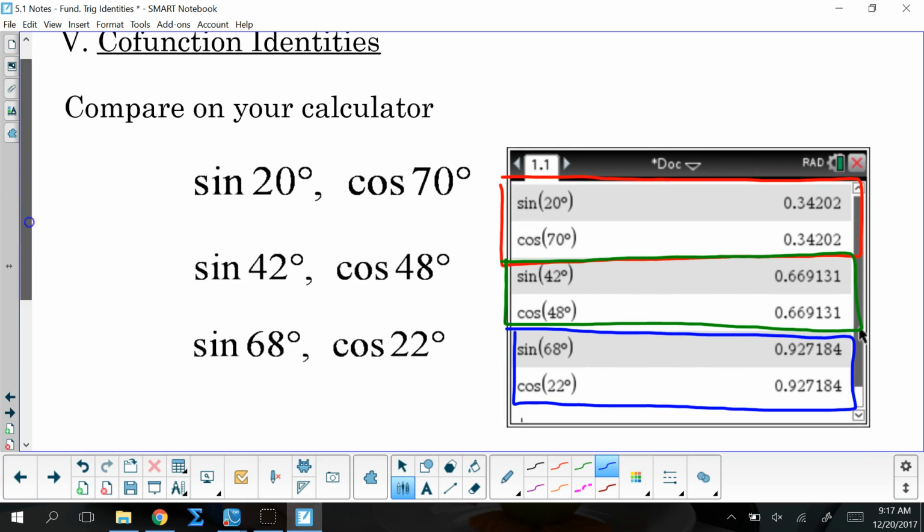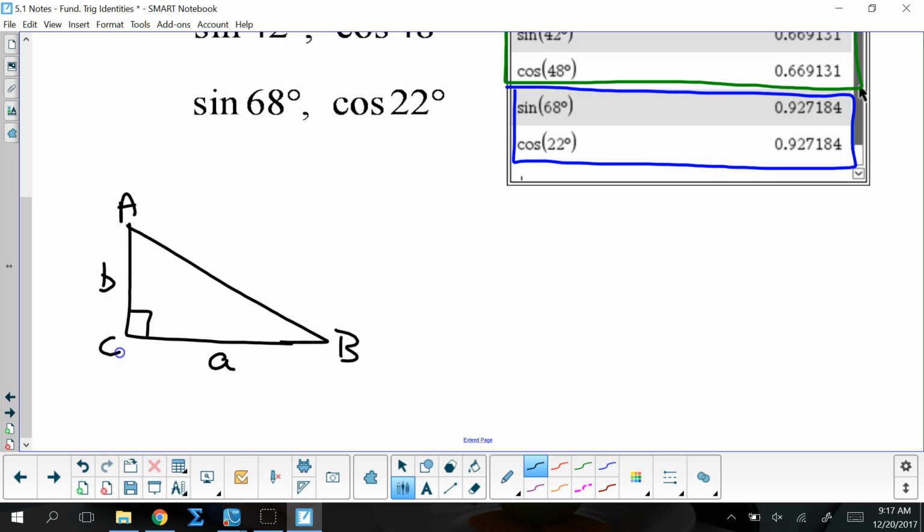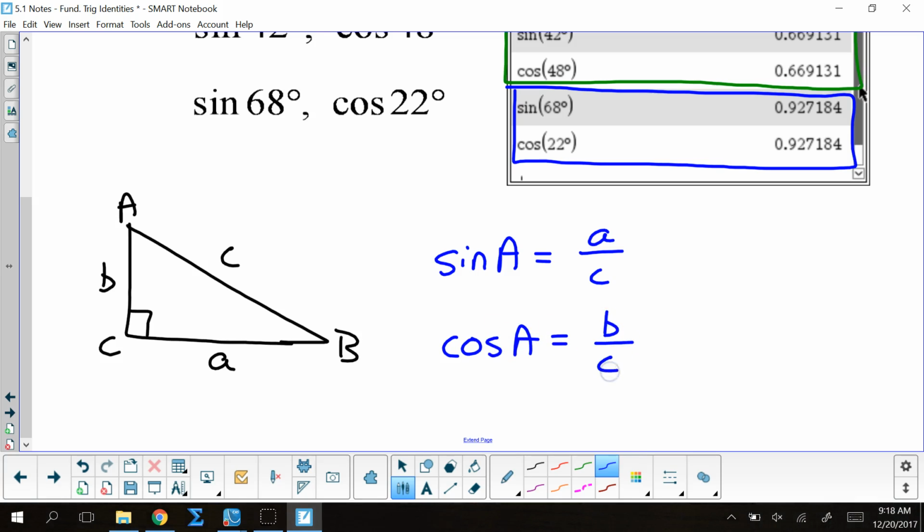It will, actually. Because if you think about it in terms of a right triangle, if this is angle A, then that would be side A. If this is angle B, then that's side B. If that's angle C, then that's side C. The sine of angle A on that right triangle is A over C. And the cosine of angle A is equal to B over C, right?